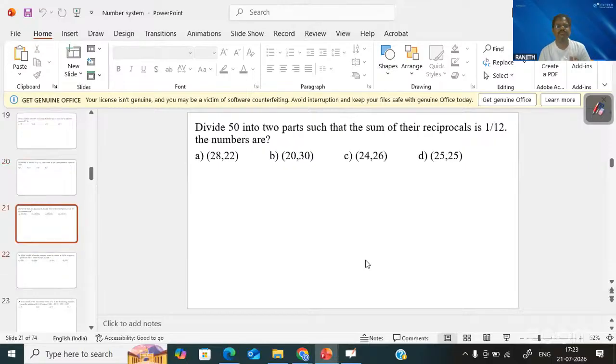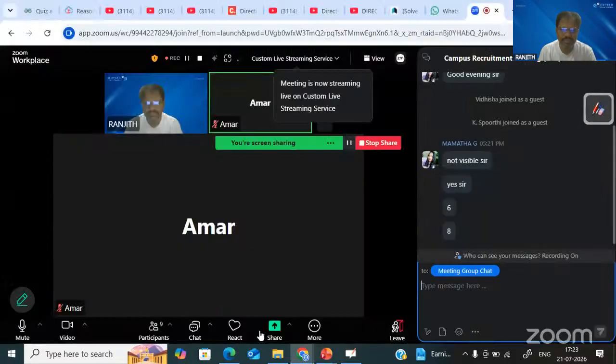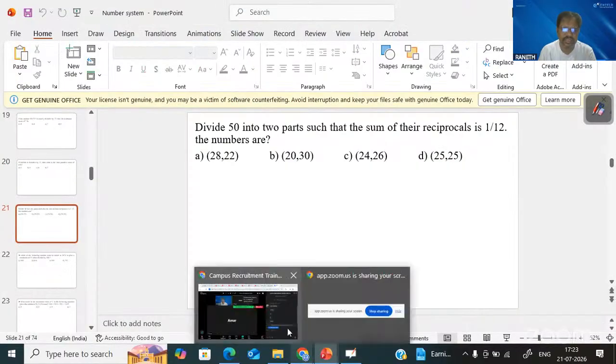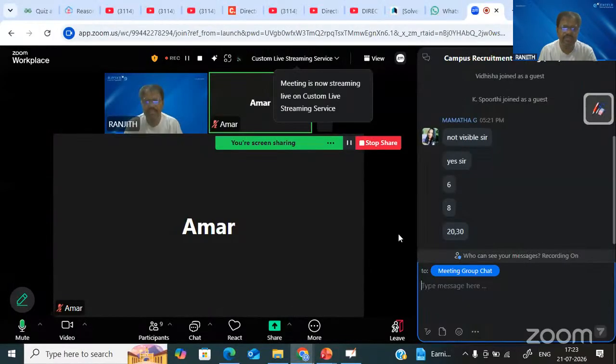So what is the answer? Without using pen and paper, what will be the answer for this one? So what is the answer here? The sum will be 20 and the product 30. So what is the method you followed? The sum of the values will be 20 and the reciprocal sum will be equal to 1 by 2.